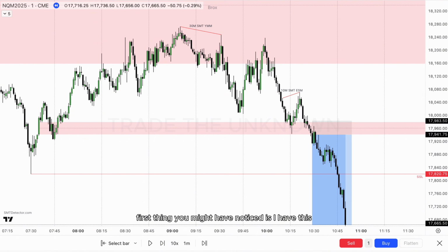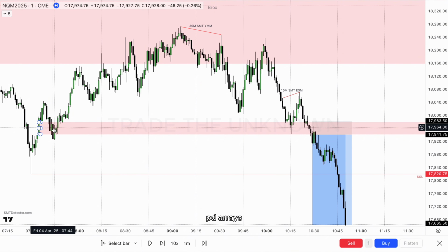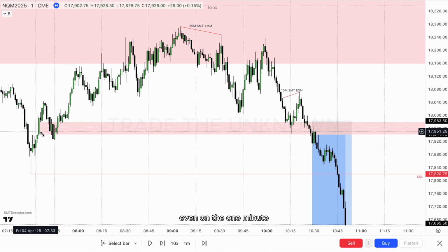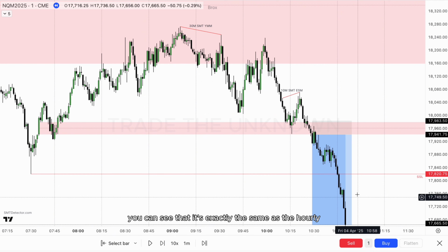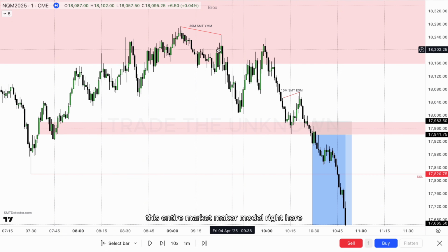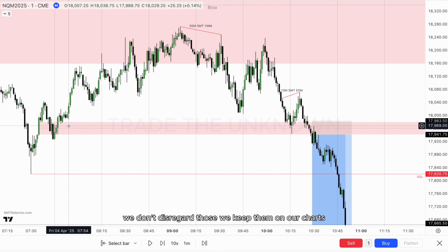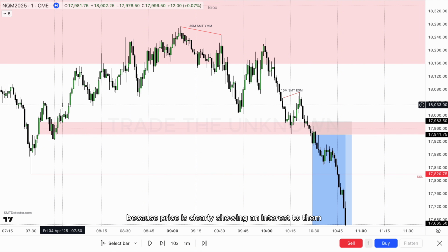First thing you might have noticed is I have this BISI drawn out from all the way back here. If you've seen my finding the right high time frame PD arrays, you will be familiar with why I'm doing this. Basically, even on the 1 minute, you can see that it's exactly the same as the hourly, this entire market maker model right here. And so what I've told you guys to use is PD arrays that clearly have been used before. We don't disregard those, we keep them on our charts because price is clearly showing an interest to them.